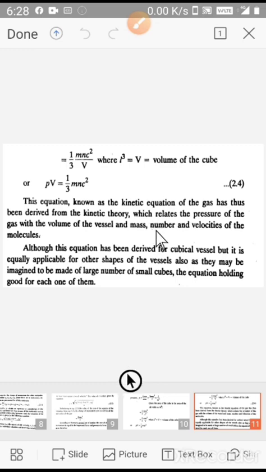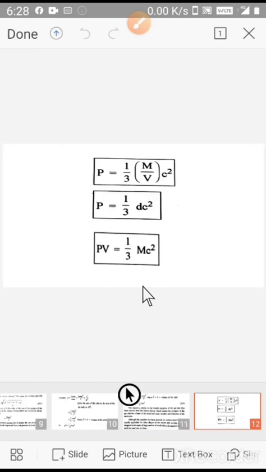Here we have taken a particular case of a container whose shape is cubical, but this equation is applicable to all shapes of vessel, which may be imagined to be composed of a large number of small cubes, with the equation holding good for each of them.